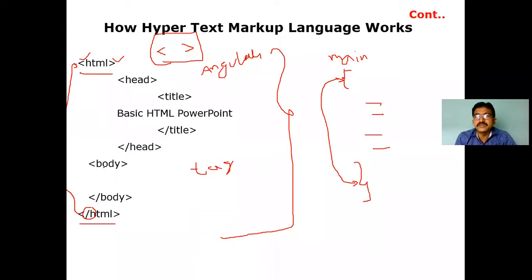Do all the elements have both a beginning tag and an ending tag? No. Some of the elements only have the beginning tag; there is no ending tag. Only a few tags have just the beginning tag but don't have ending tags. But most of the tags have both the beginning tag as well as the ending tag. So how to identify the ending tag is a slash.